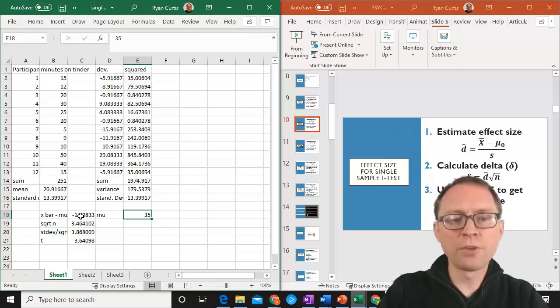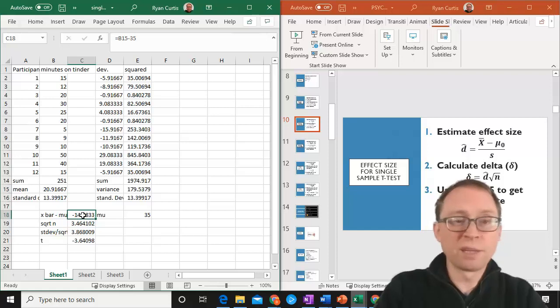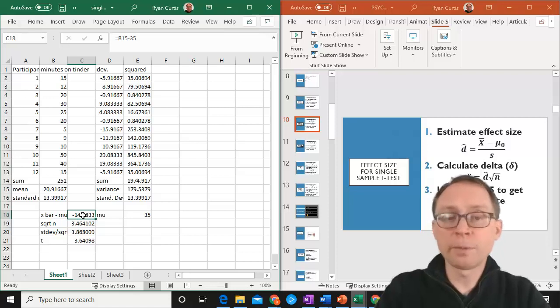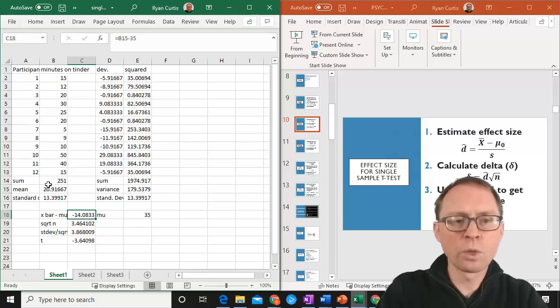Well, guess what? We already had to do that anyway when we were calculating t. That's this one right here, x bar minus mu. That's this, okay? So that numerator is the same as when you're calculating the t. But now, instead of dividing it by the standard deviation divided by the square root of n, we're just going to divide it by the standard deviation, which is right there.